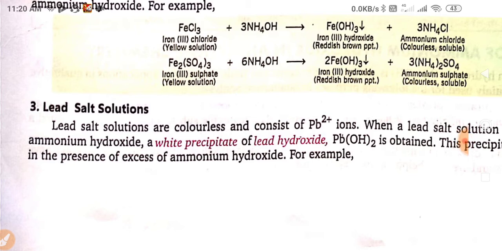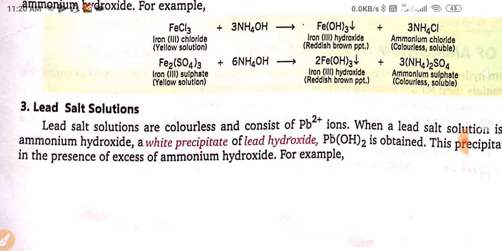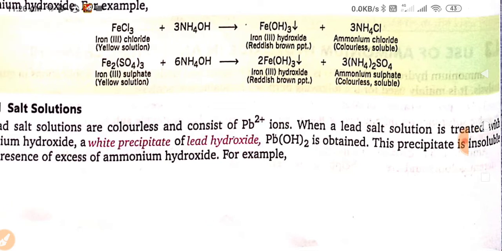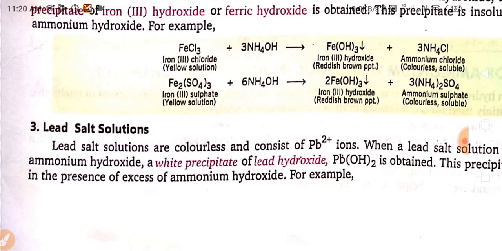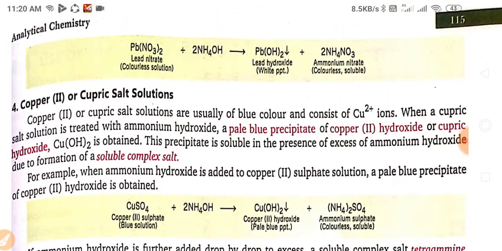Lead salt solutions are colorless and consist of lead ions, or Pb2+ ions. When a lead salt solution is treated with ammonium hydroxide, a white precipitate of lead hydroxide, Pb(OH)2, is obtained. This precipitate is insoluble in the presence of excess ammonium hydroxide. For example, lead nitrate plus NH4OH, ammonium hydroxide, forms lead hydroxide, a white precipitate, and ammonium nitrate.